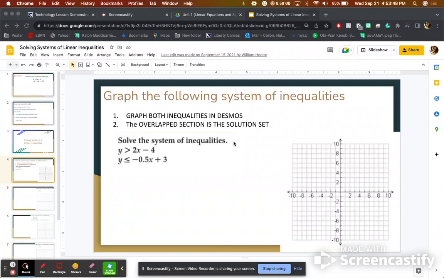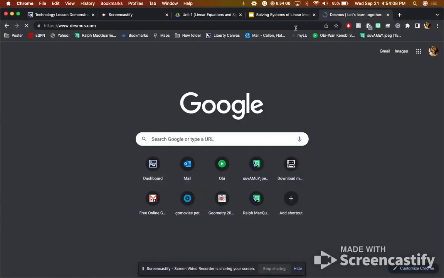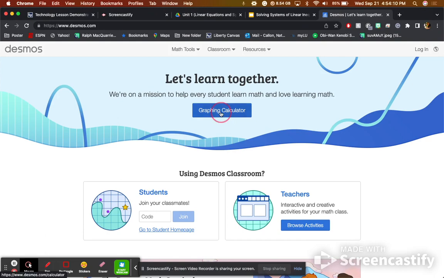So let's say we want to graph a system of inequalities. We have two inequalities that were given. We need to graph both of them and display the solution set. What we're going to use to do that is a tool called Desmos. So at desmos.com, it takes you to this screen, and then you want to go to the graphing calculator.